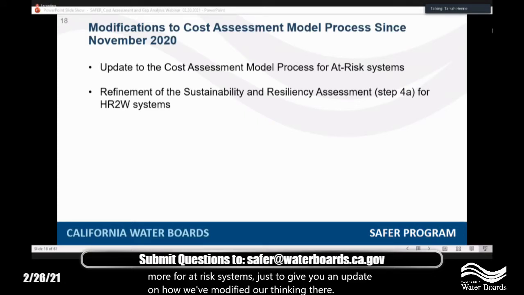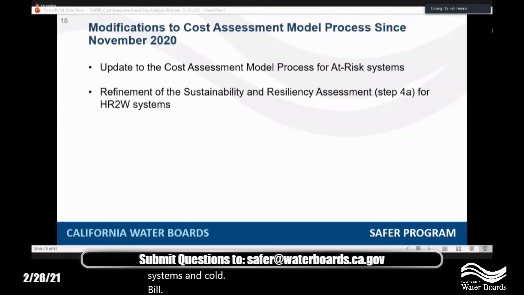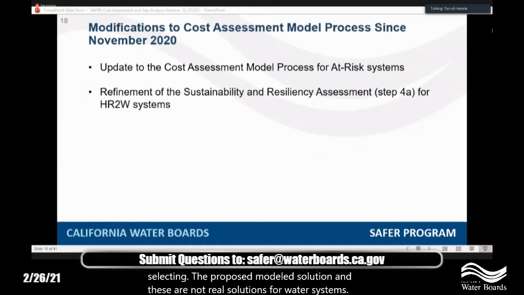And then there's a refinement of the sustainability and resiliency assessment, which was called Step 4A in our last presentation for the human right to water systems. And Khalil with Sac State will really be diving into the details of the sustainability and resiliency assessment. That's the step that we really are selecting the proposed modeled solution. And these are not real solutions for water systems. It's a model for budgetary purposes. Real systems would need to go through a full evaluation to understand their unique situations prior to coming up with a solution. This is only for budgetary purposes. Next slide, please.